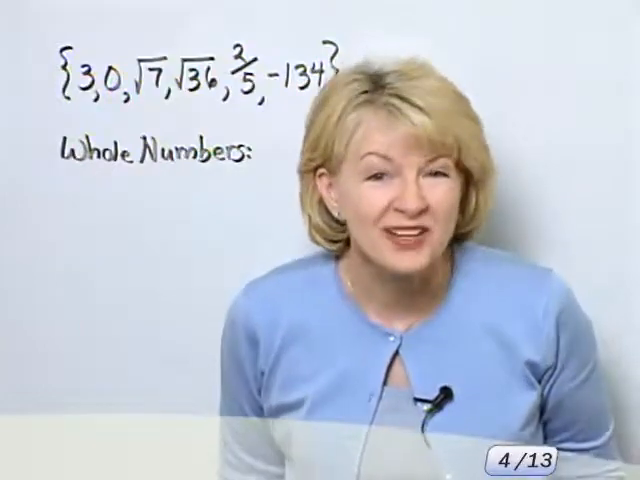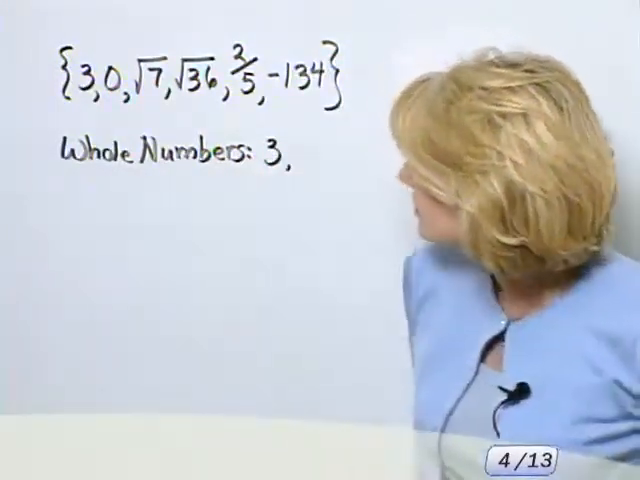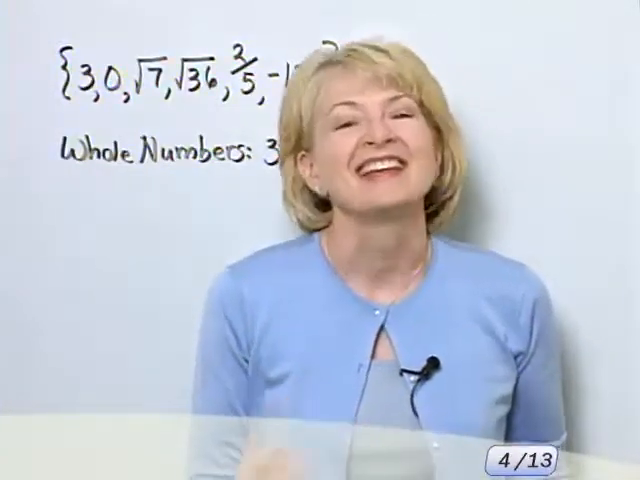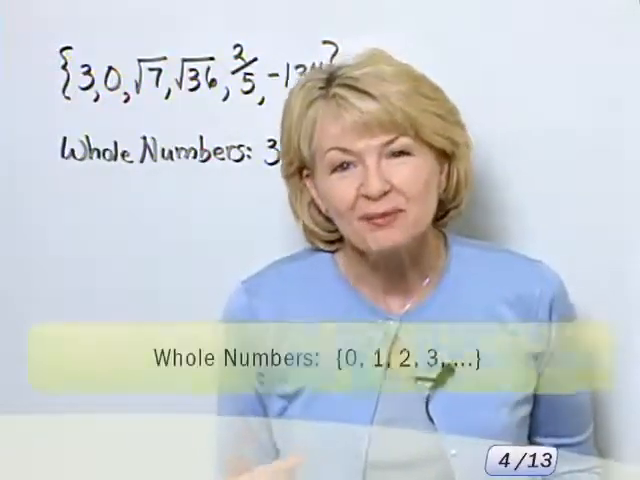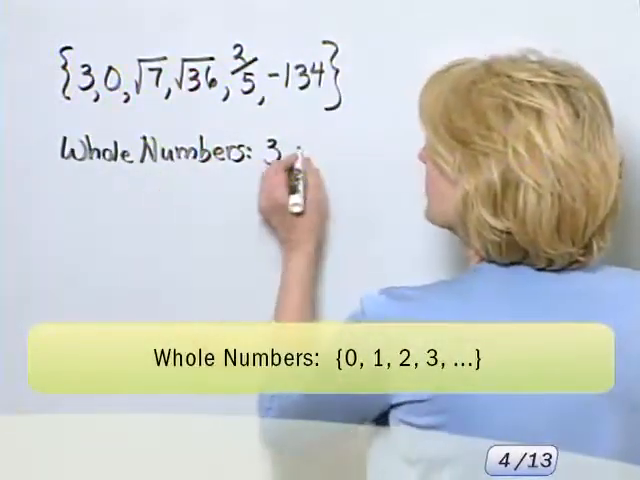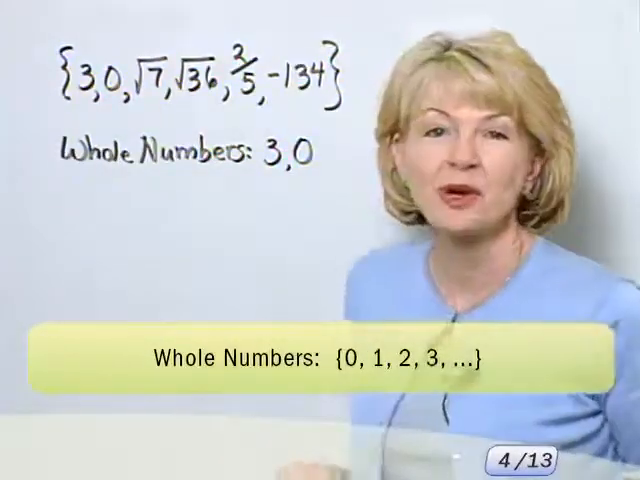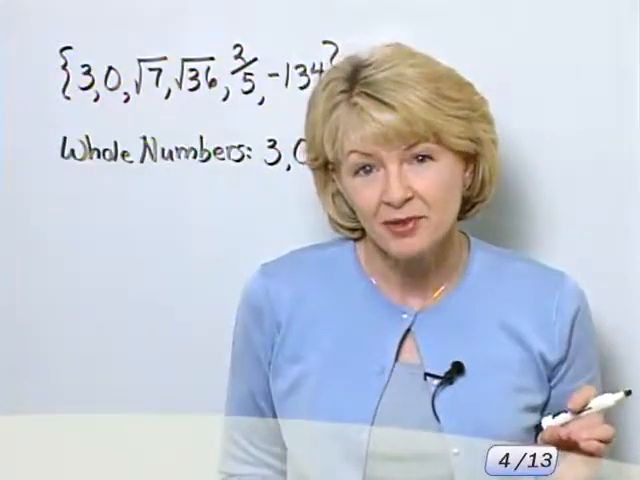Well, certainly 3 is a whole number, so I'll list it. What about 0? Is 0 a whole number? The answer is yes. Remember, the natural numbers start with 1, the whole numbers start with 0, so 0 is certainly a whole number. What about the square root of 7? Actually, the square root of 7 is an irrational number.